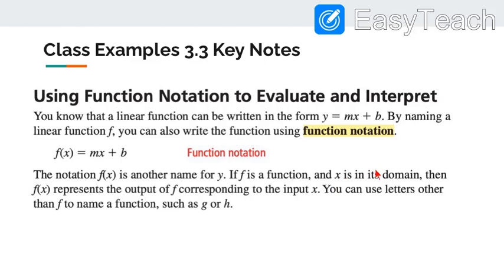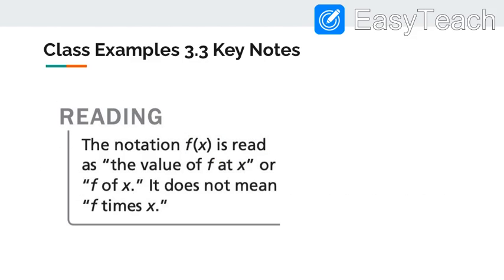X is the domain, so x is still the input. F of x is simply an output. We could also use other letters like g of x or h of x as well. This is pretty important. Function notation is read as the value of f at x, or f of x. It does not mean f times x. So even though there are parentheses here, this is not a PEMDAS situation where you're multiplying. This is simply saying here's an input, the overall thing is the output.